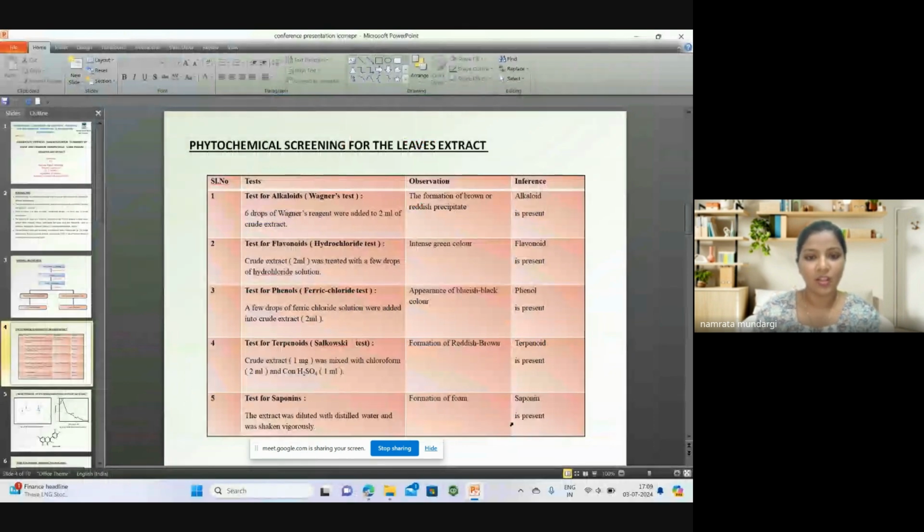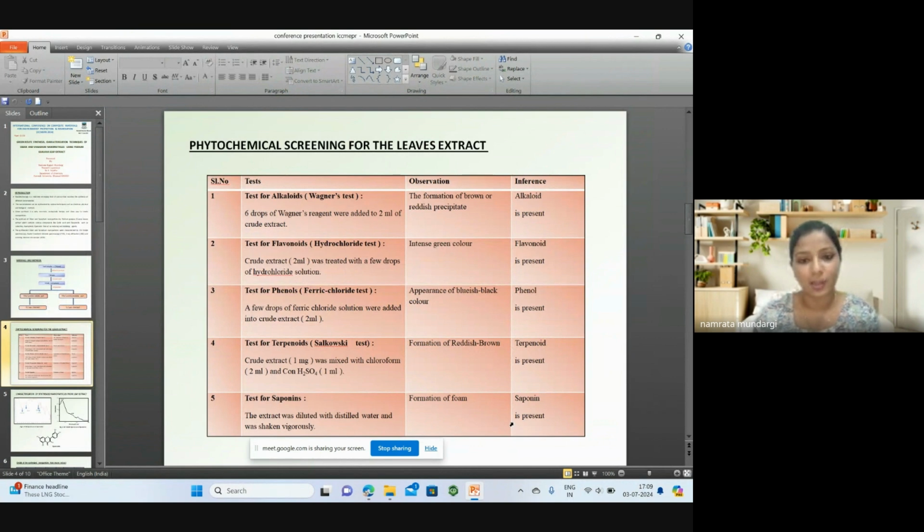These are the phytochemical screening tests for the leaf extract. We have considered 5 different tests for the confirmations. That is the test for the alkaloids. 6 drops of Wagner reagent were added to 2 ml of crude extract. The formation of brown or reddish precipitate confirms the alkaloids are present.